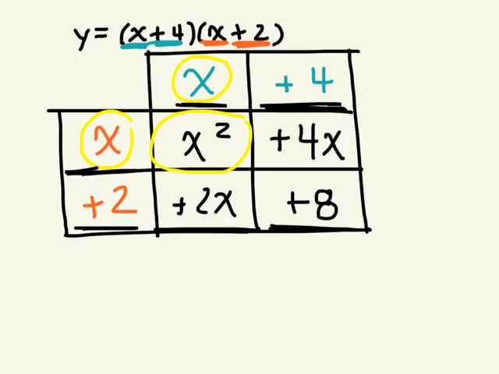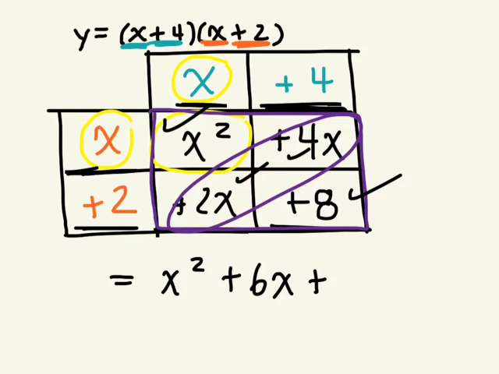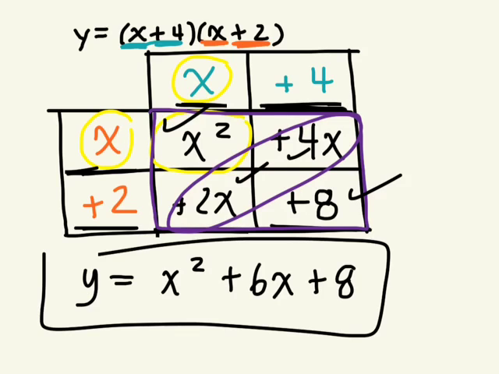Then all you have to do is look at your squares in here and see if there are any like terms. These two terms are alike, so I can add those together, which means I'm left with x squared, 2x plus 4x is 6x, plus 8. We got the exact same answer.